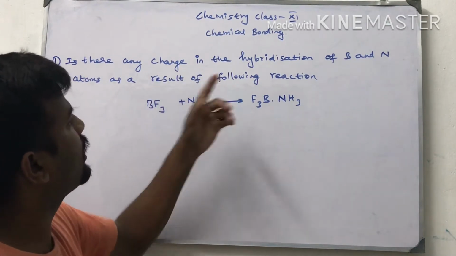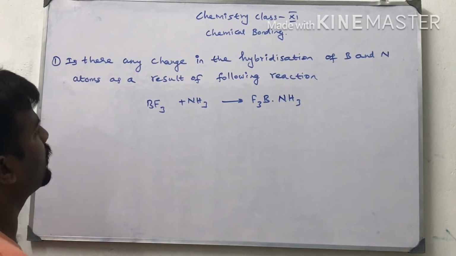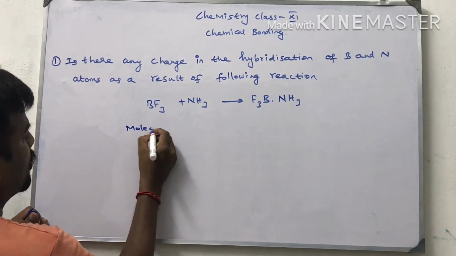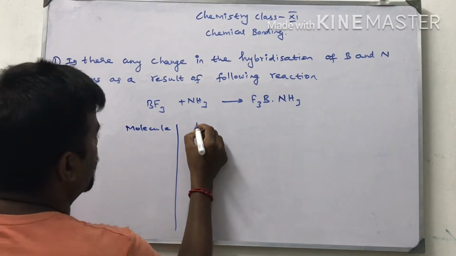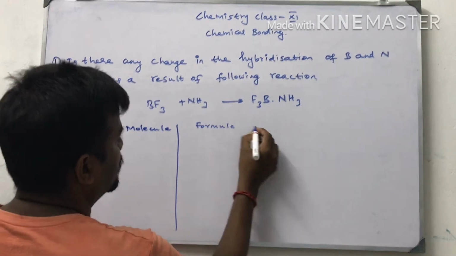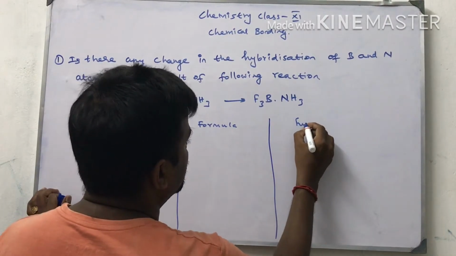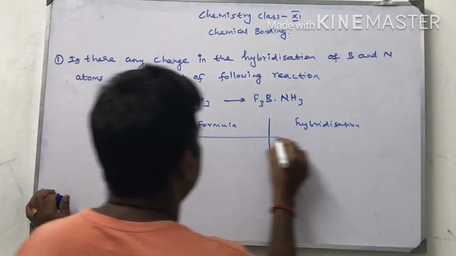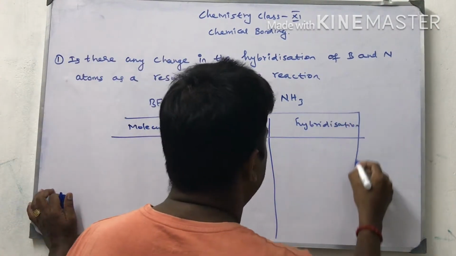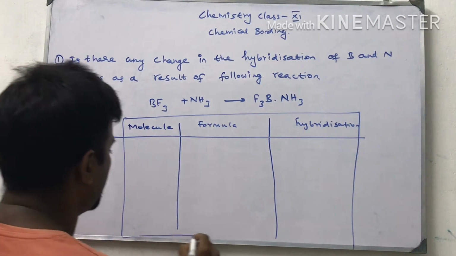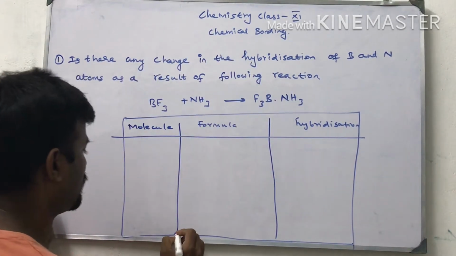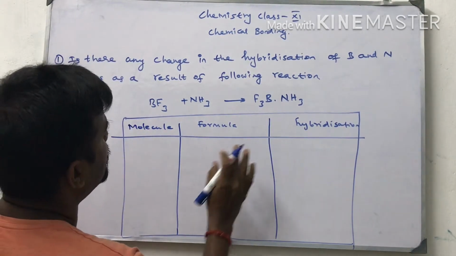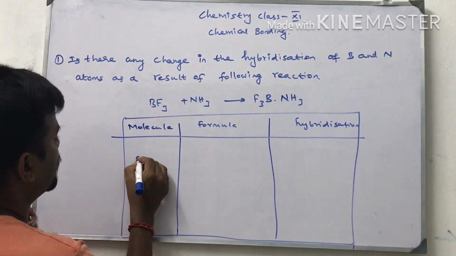Is there any change in the hybridization of boron and nitrogen atom as a result of the following reaction? This is the question. Now we have to write the molecule and the formula. Next step is hybridization. So the question is, yes, the BF3 and the NH3 form a coordinate bond to form this structure. In this structure, does the hybridization change or not? This is the question they are asking.